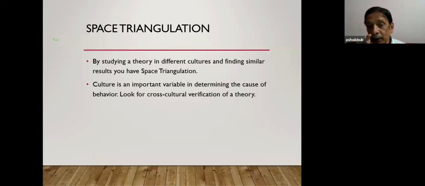The validity of the theory and the application of the theory tend to be influenced or restricted based on its cultural dimensions. Culture is an important variable in determining the cause of behavior. When we talk about social science or behavioral science, behavior plays an important role, and one of the causes for behavior or behavioral changes is culture. The culture determines the way in which the person reacts, interacts, and performs a particular way of behavior. That particular way of behavior is influenced by one's culture.